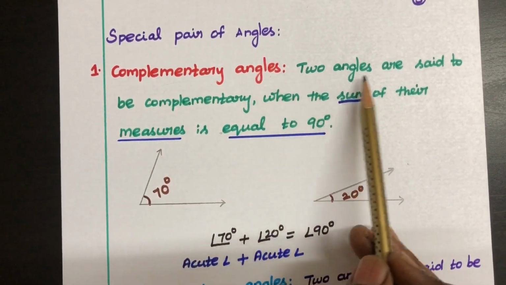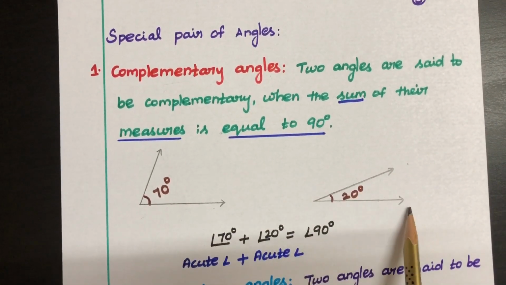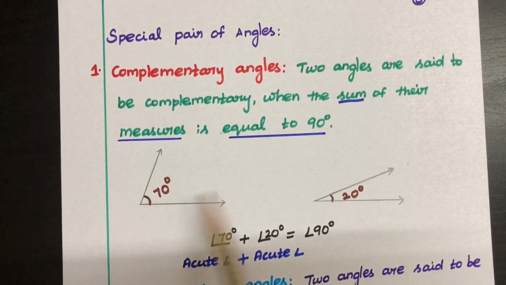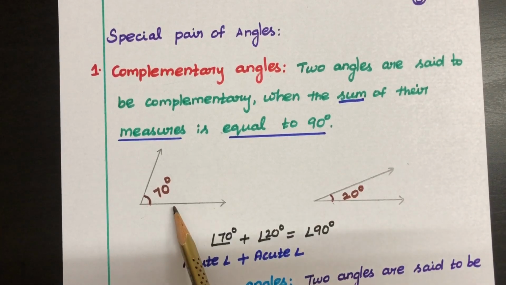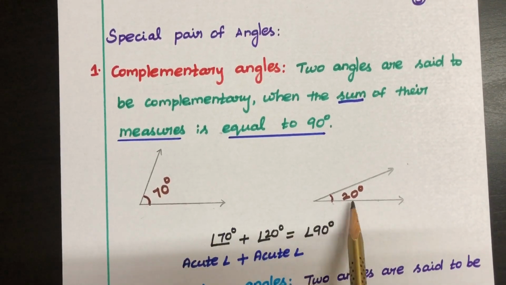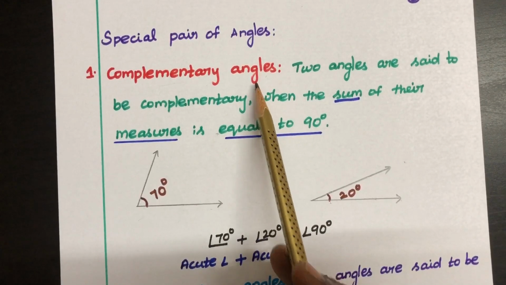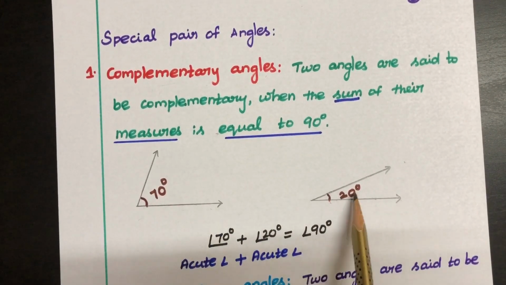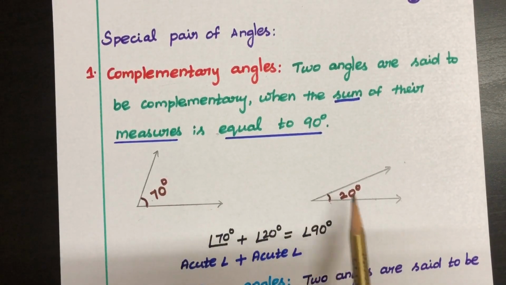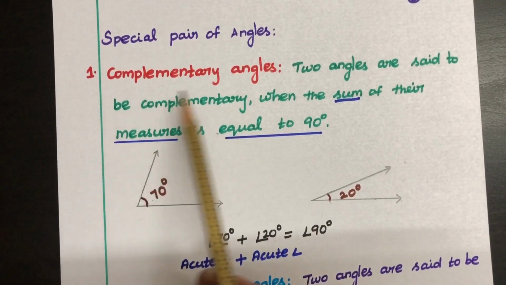Complementary angles. Two angles are said to be complementary when the sum of their measures is equal to 90 degrees. See, measure means these angles only. If you have two angles, if you add the two angles and it gives you 90 degree, then it is called complementary angle. See here we have two measures. One is 70 degree and another one is 20 degree. If you add the two angles, you will get 90 degree. This is nothing but complementary angles.